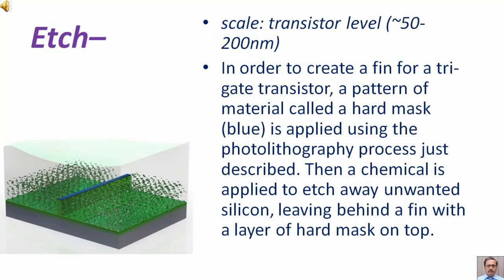Etching. In order to create a fin for a tri-gate transistor, a pattern of material called a hard mask, that is blue in color, is applied using the photolithography process just described. Then a chemical is applied to etch away unwanted silicon, leaving behind a fin with a layer of hard mask on top.